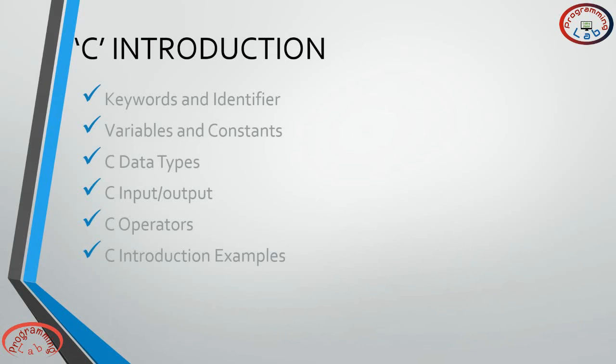Let's start our lecture from the C introduction. 1. Keywords and identifiers. 2. Variables and constants. 3. C data types. 4. C input/output. 5. C operators. 6. C introduction examples. These are the points we wanted to learn in C introduction.